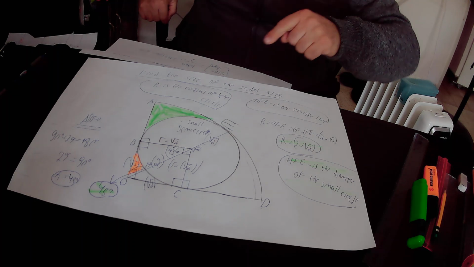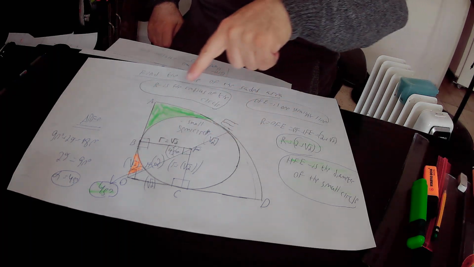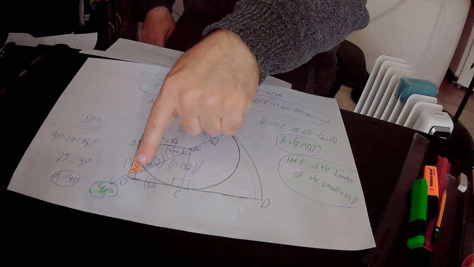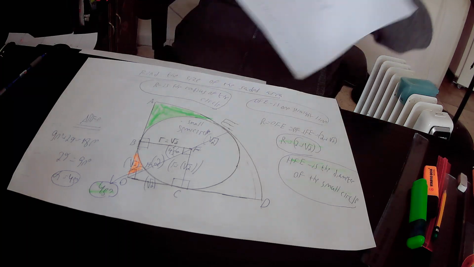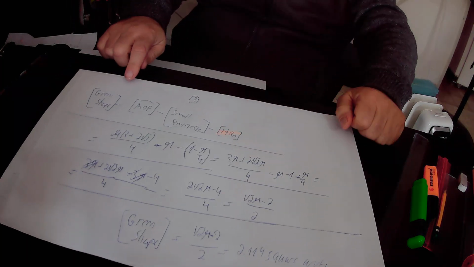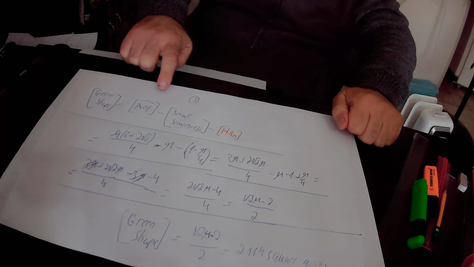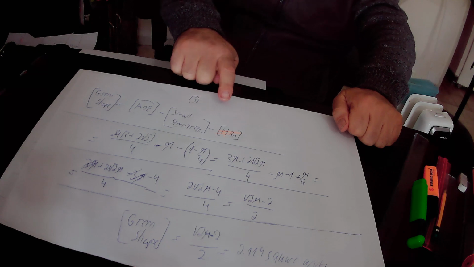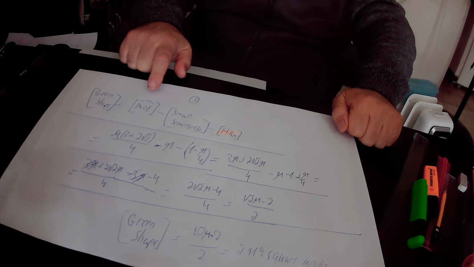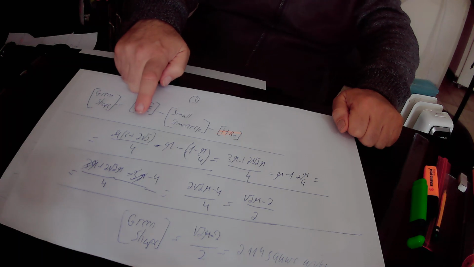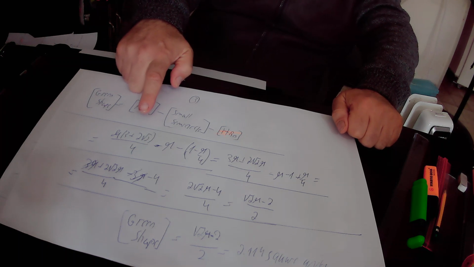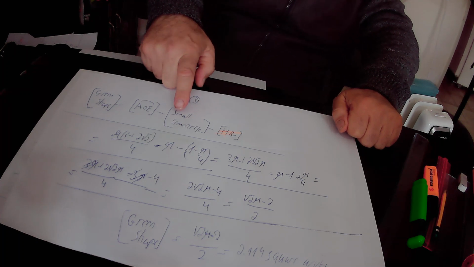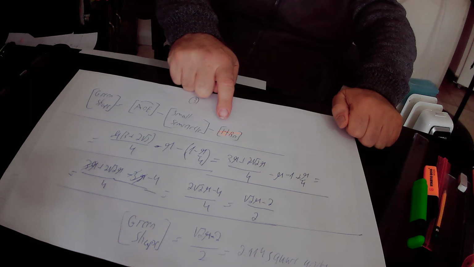The area of the green shape in total equals the area of the big sector AOE minus the area of this small semicircle minus the area of this orange shape HBO. Repeat again. The area of the green shape in total equals the area of the big sector AOE minus the area of the small semicircle minus the area of the orange shape HBO. We have already found out that the area of the big sector AOE is pi times 3 plus 2 times square root of 2 over 4 square units minus the area of the small semicircle. We have already found out that the area of the small semicircle equals pi square units minus the area of the orange shape HBO.